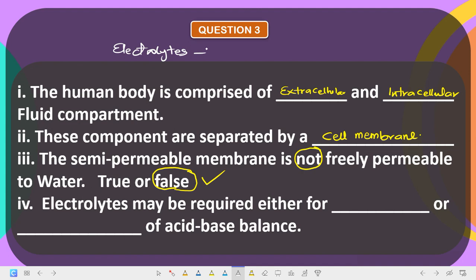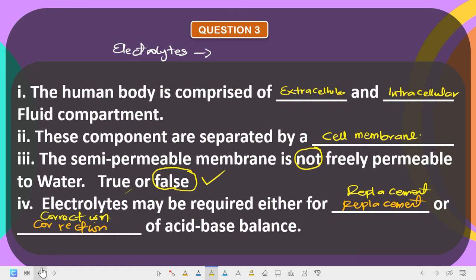Now electrolytes are required either for replacement or for correction of acid-base balance. That is what electrolytes are needed for: replacement or correction of acid-base balance.